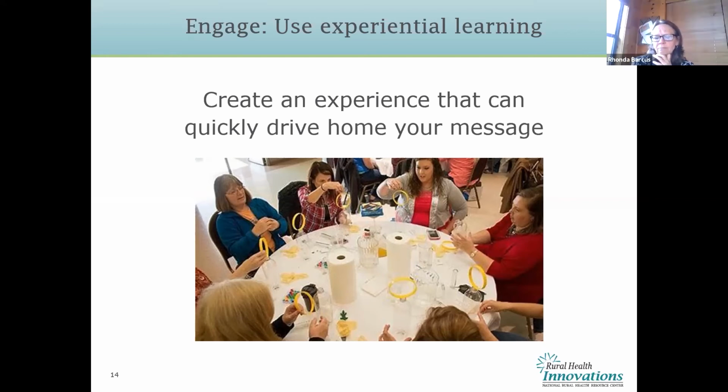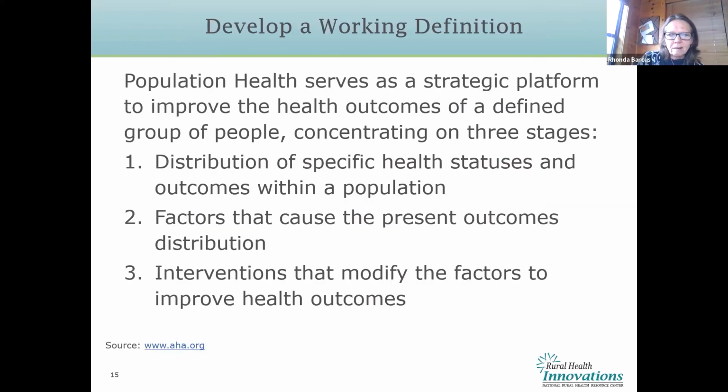Any other thoughts? It does take a little more work, certainly, to think through these experiences, but I encourage you to get with a team, especially if you have some folks who are more outside-the-box thinkers, and brainstorm with them. I've found that when I'm brainstorming with a team, we come up with some great ideas because we start bouncing off of each other. So I encourage you to do that. All right, thanks for your thoughts and ideas.